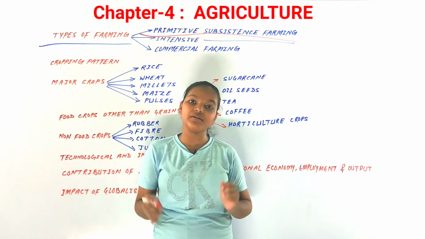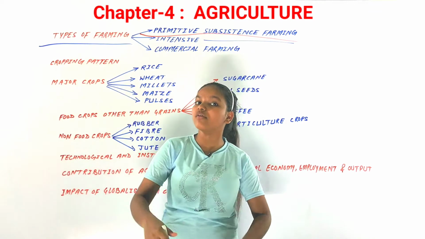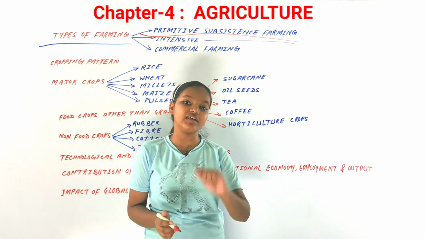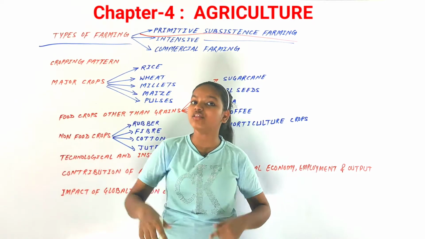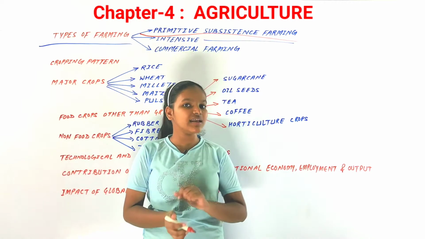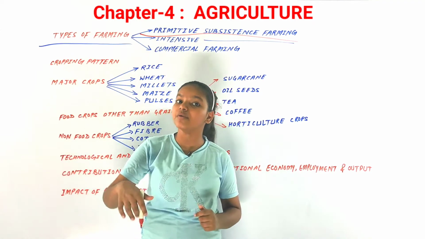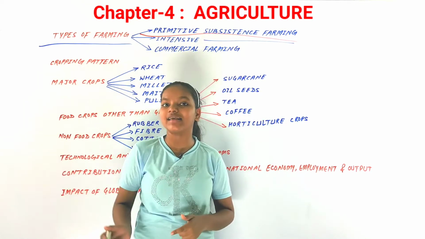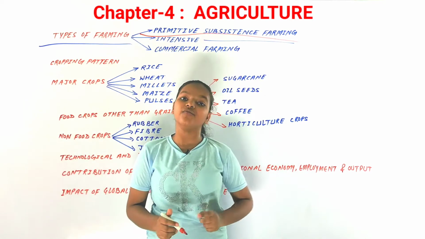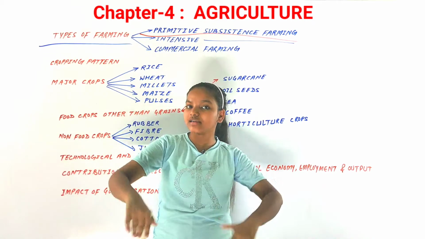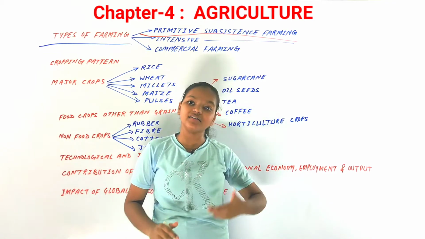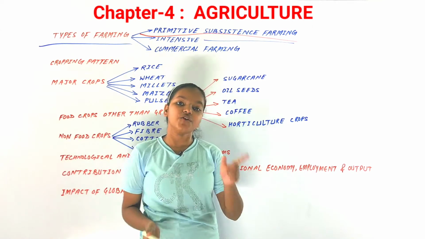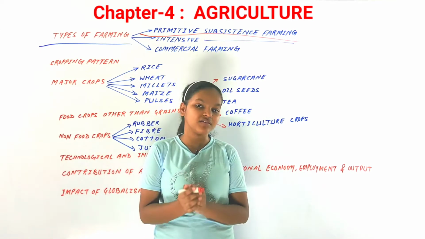Primitive subsistence farming is not mainly for the market. In some cases it could be, but mainly it is for the needs of the family or the community. So primitive subsistence farming is where primitive tools are used and no modern inputs, like chemical fertilizers or chemicals, and no tractors or machines for irrigation are used.